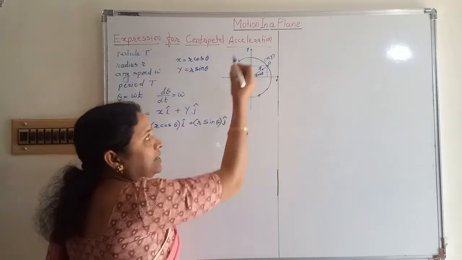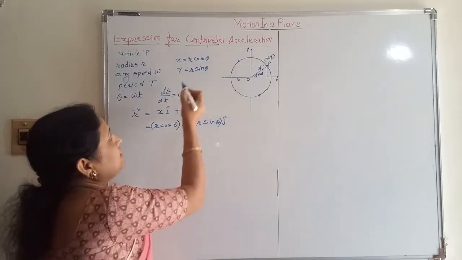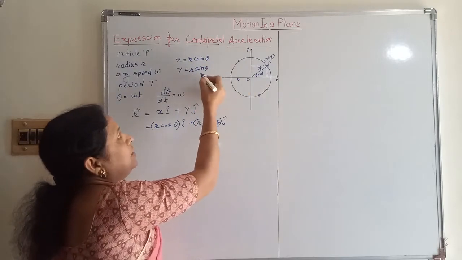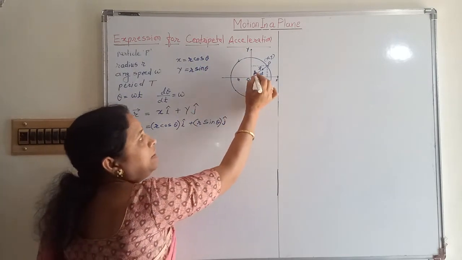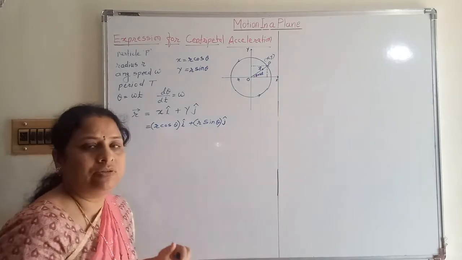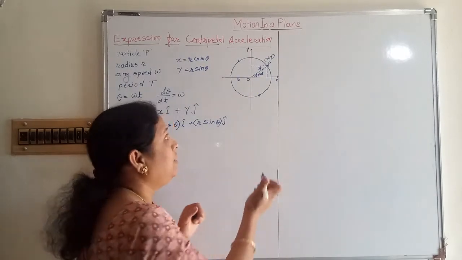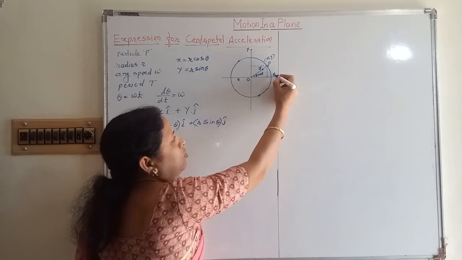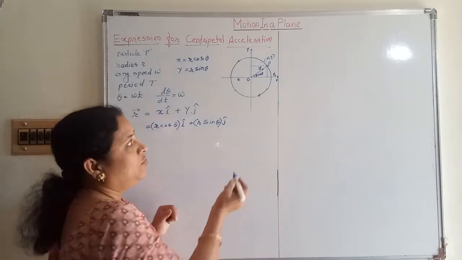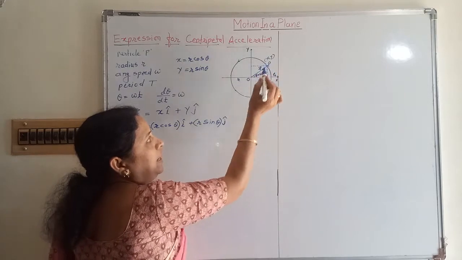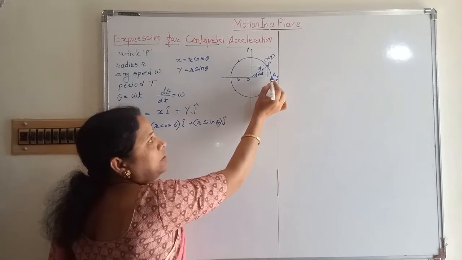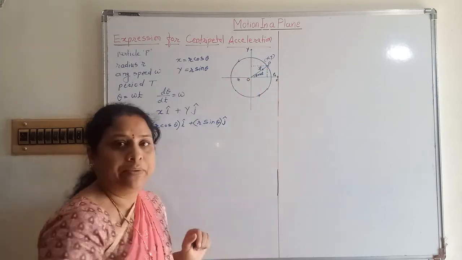The x component is given by r cos theta and the y component is given by r sin theta, because this angle theta gives the angular displacement when the particle moves from this point. Suppose this is point P0 initially on the x-axis. When it goes from P0 to P in time t, small t is the time taken by the particle to move from P0 to P.